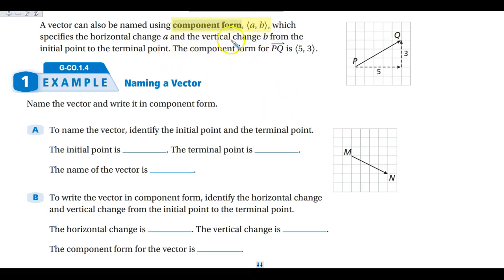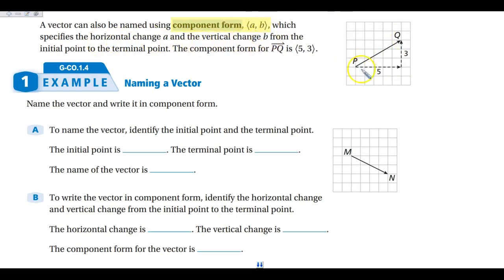So the first thing that we're looking at for component form is that these are angle brackets, not parentheses. So this is not an ordered pair. It looks similar to an ordered pair, but we're using angle brackets, which notates that we're actually talking about a vector. So when we're looking here is ⟨A, B⟩. A is our horizontal change and B is our vertical change.